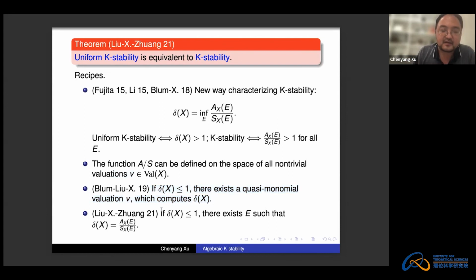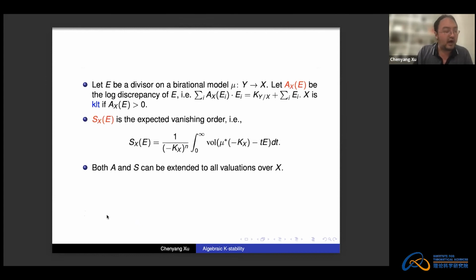And then the second step is we prove there exists a divisorial valuation such that this delta x is really calculated by this divisorial valuation. And here we have to prove a completely new type of finite generation theorem. And this was done by Liu and Ziquan Zhuang last year. So before I give the break of the first part, let me just quickly define what A and S are.